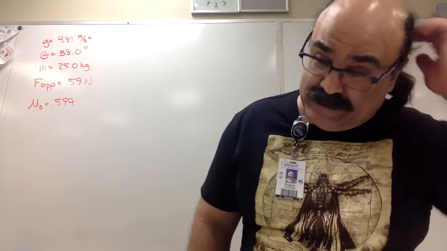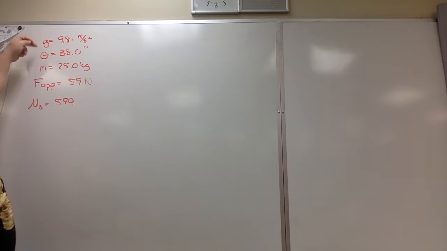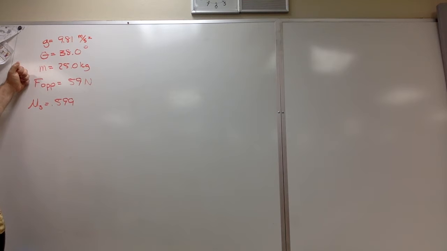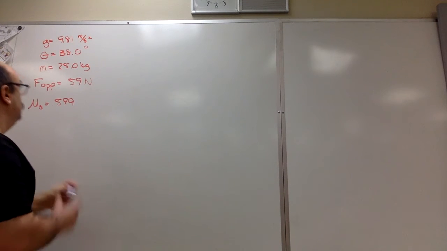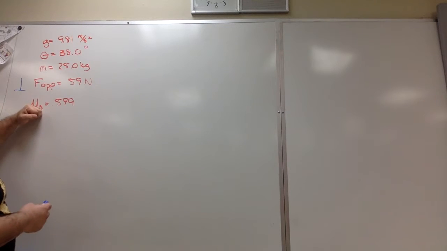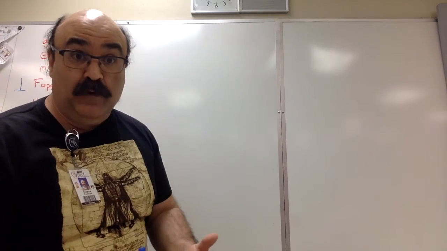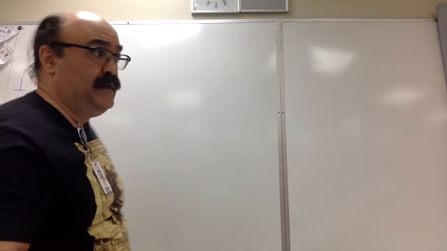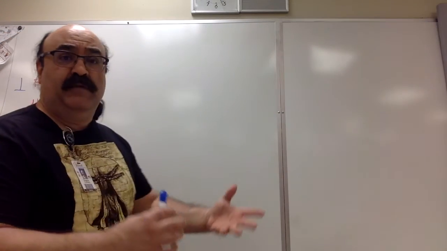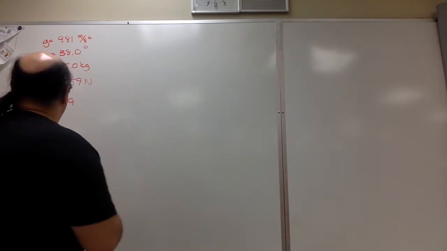All right, so let's take a look at that. Again, we're given gravity, the angle, the mass, the applied force, which is perpendicular. Put a little perpendicular over here maybe to remind myself. And the coefficient of static friction. Well, if it's static friction, it means we're not moving. So that tells me in this case, the sum of all my forces in each direction is going to be 0. So let's start with a picture.